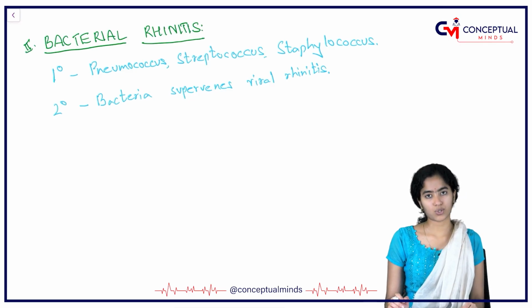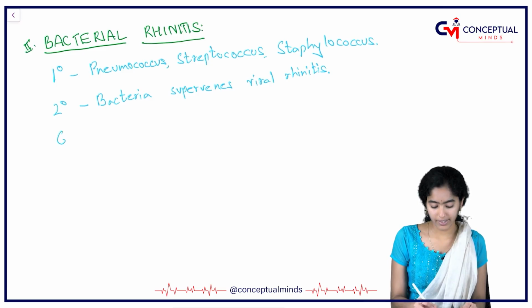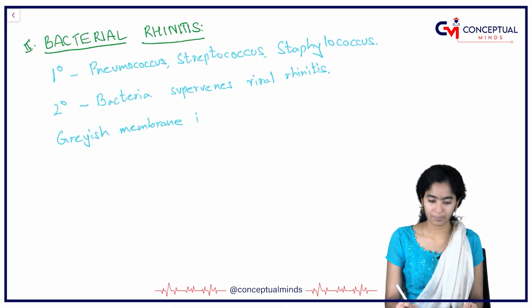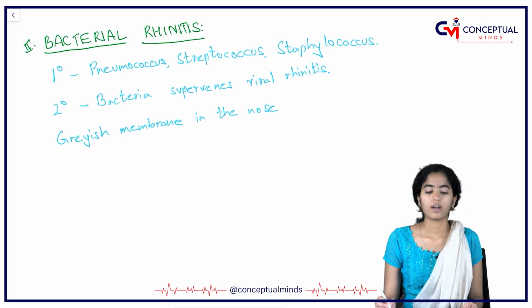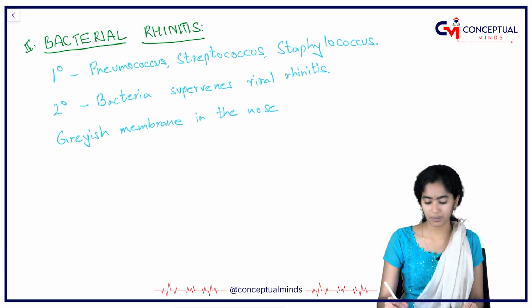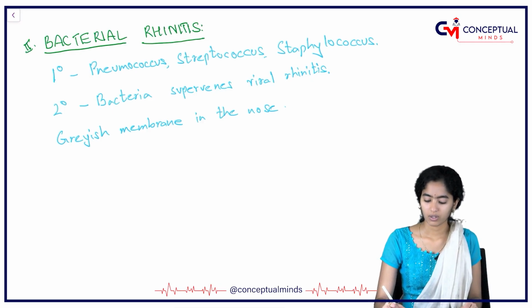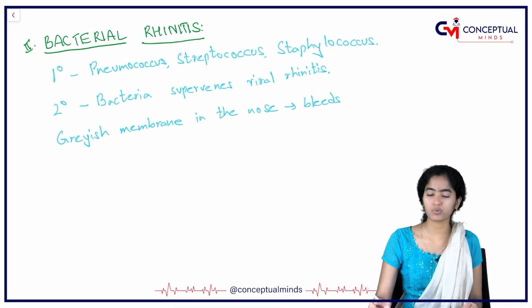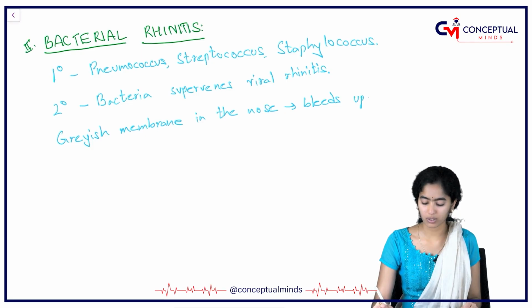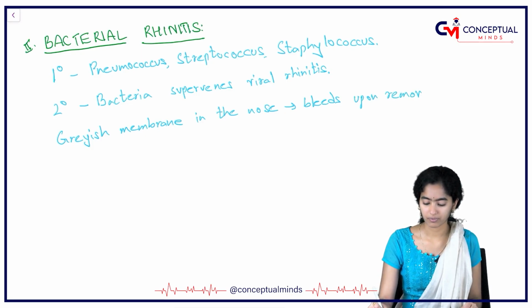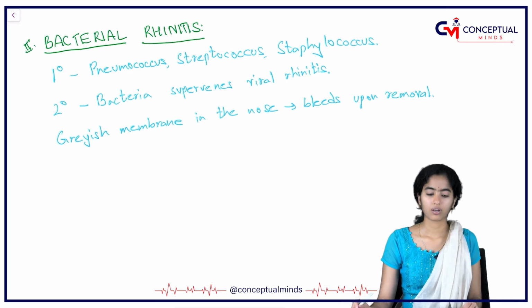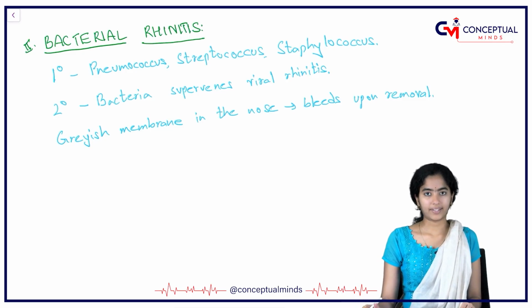So what are the clinical features of bacterial rhinitis? A grayish membrane is formed in the nose. A grayish membrane in the nose is seen. Where exactly in the nose? Usually at the level of the inferior turbinate. And this membrane bleeds upon an attempt to be removed. Bleeds upon removal. So this is about bacterial rhinitis.